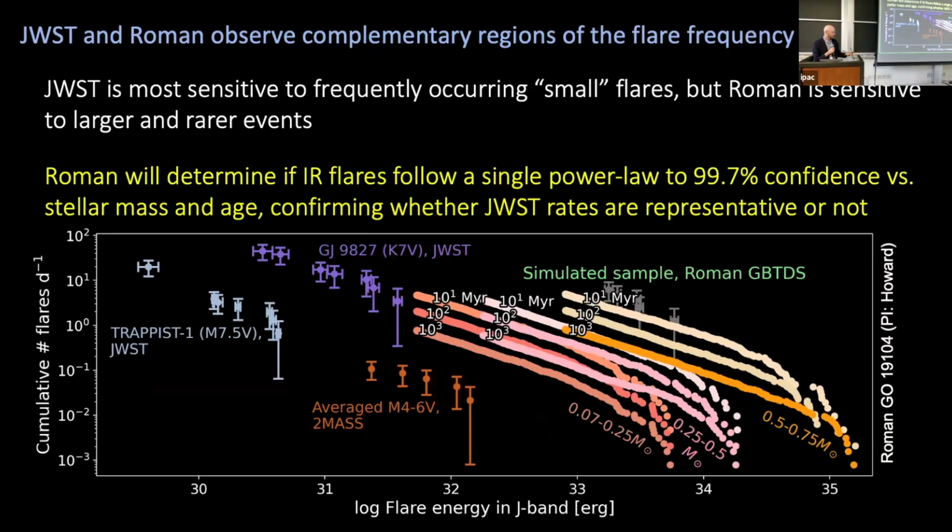And we'll be able to answer questions such as, are the power laws consistent in energy across all of this region of parameter space, or is there perhaps a broken or log normal power law? We'll be able to test for that at 99.7% confidence by comparing the lower energy and higher energy flares. And this also complements nicely the very small flares that JWST is sensitive to in these time series observations that Roman won't necessarily capture.